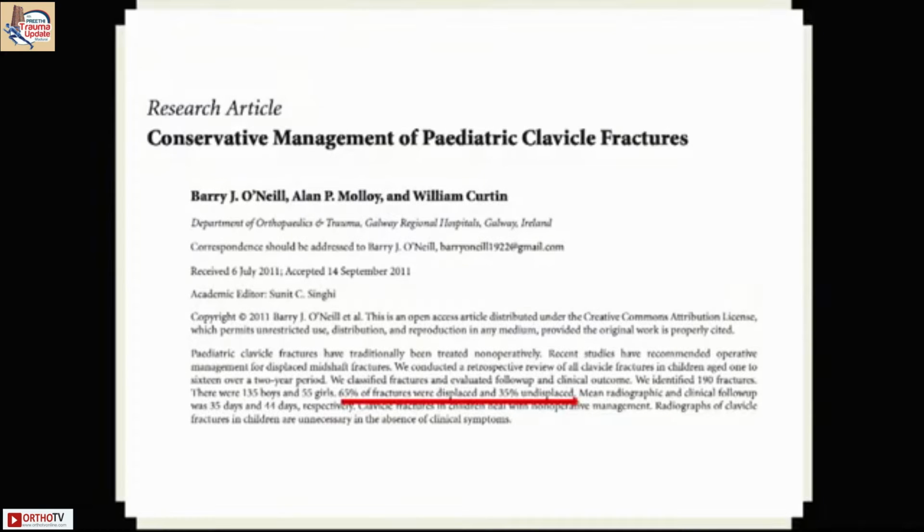Various research articles have come to the conclusion that whether it is a displaced or undisplaced fracture, pediatric clavicle fractures can be very well treated conservatively, either with a brace, and the results are good. They have even suggested that there is no need for follow-up X-rays every 2 or 3 weeks unless the parents are anxious. Scientifically speaking, there is no need for any X-rays.